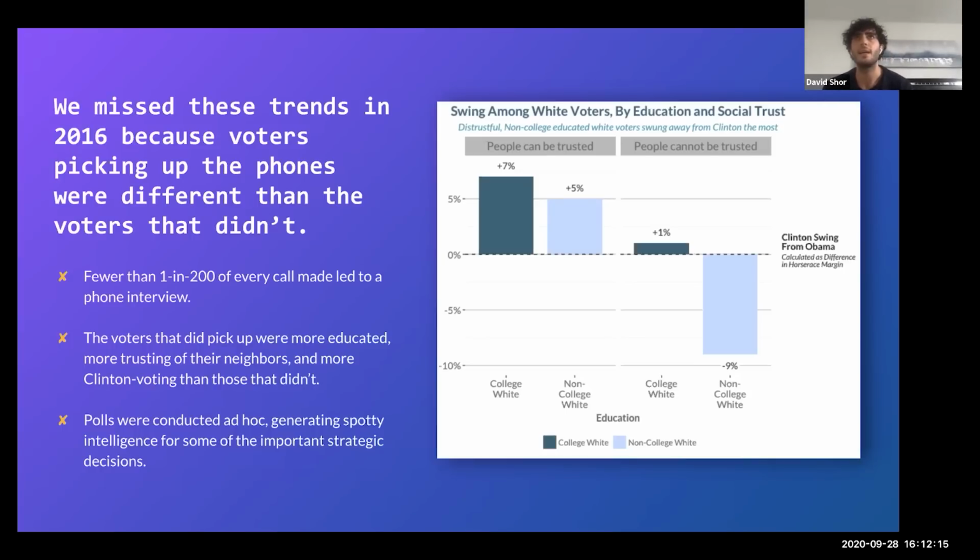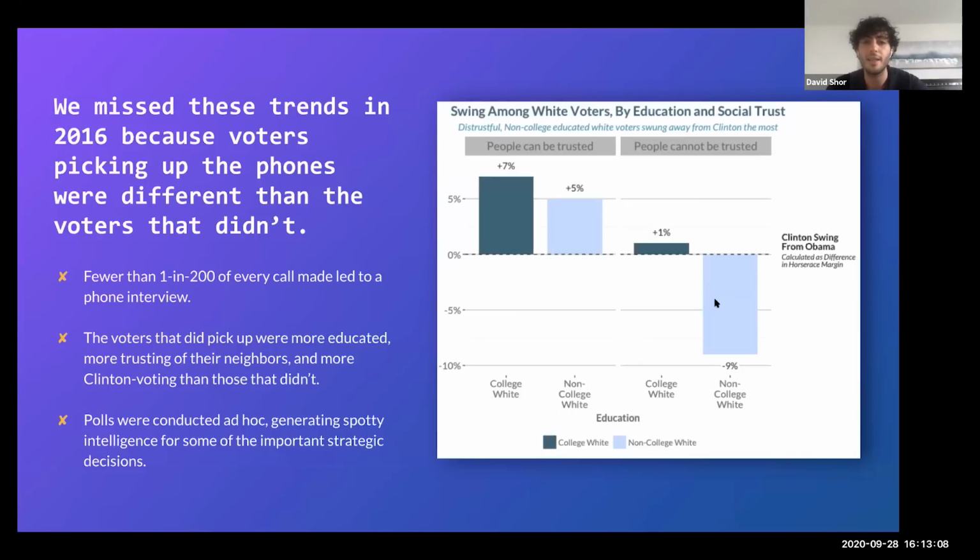It turns out that answering phone surveys is very heavily correlated with whether or not you trust your neighbors, with social trust. And so this plot shows change in support from 2012 to 2016 by college and non-college and social trust. Among high social trust people who say that people can be trusted, Clinton overperformed Obama substantially among both college whites and non-college whites. But among people who don't trust their neighbors, and keep in mind, this is a group that is substantially less likely to answer surveys, this group swung heavily against Trump, especially among non-college whites.